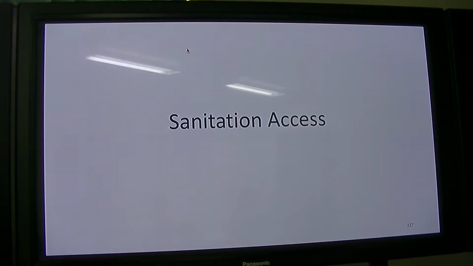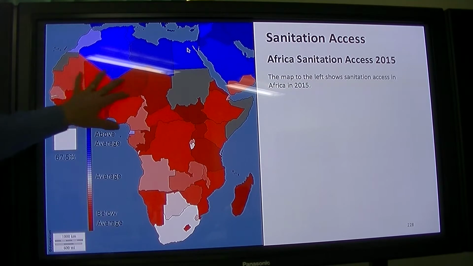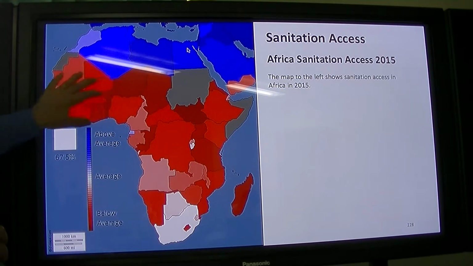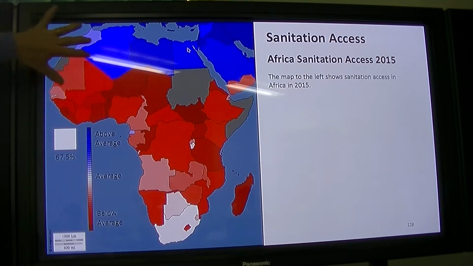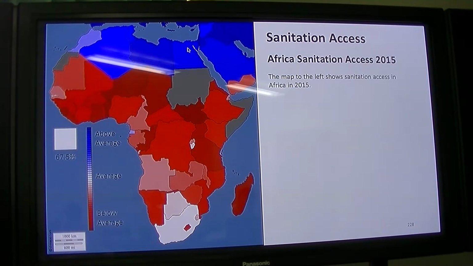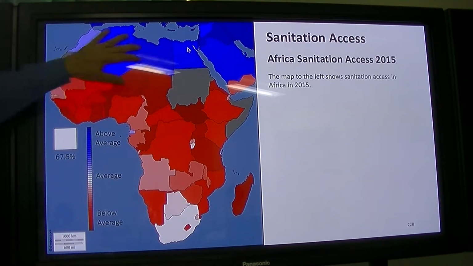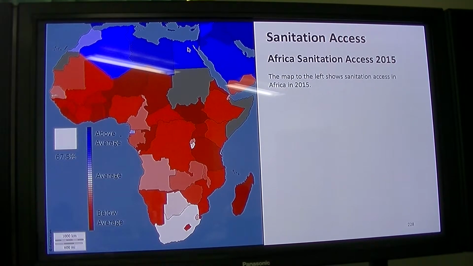of their relative poverty. Sanitation access, this is access to sewage services. Again, Africa in general comes out very poor. There's not access to sanitation. The North African countries, the Arab countries here in the north, are almost at European levels of access. But much of Africa, that's not the case.